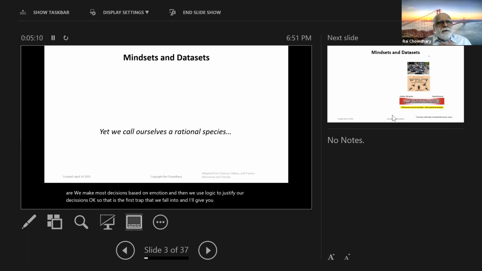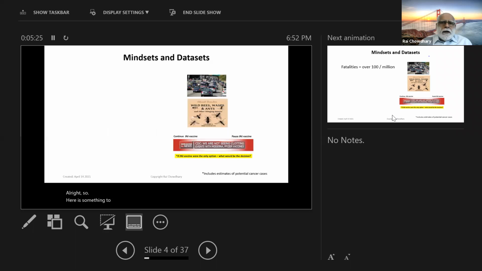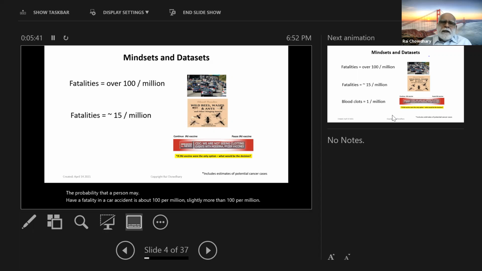And I'll give you a very recent example that is unfolding in front of our eyes right now. Some people may disagree with it, and I fully understand, but that will come a little later, so bear with me. All right, so here is something to look at. The probability that a person may have a fatality in a car accident is about 100 per million, slightly more than 100 per million. The probability that you will get stung by a bee or a wasp and not survive, that is about 15 per million, give or take some. 15 is a reasonably accurate number. And these numbers are not based on anybody's imagination, they are published numbers. The fatalities on the bee stings and whatnot, that came from the National Safety Council website.